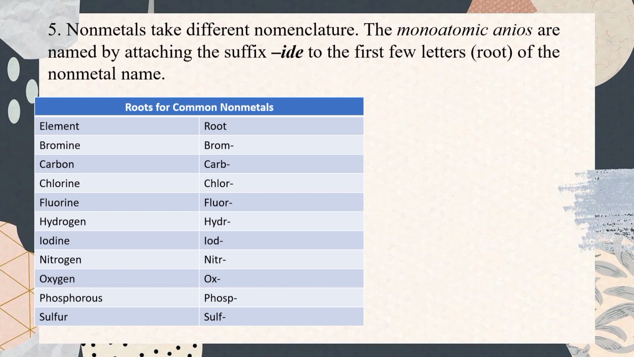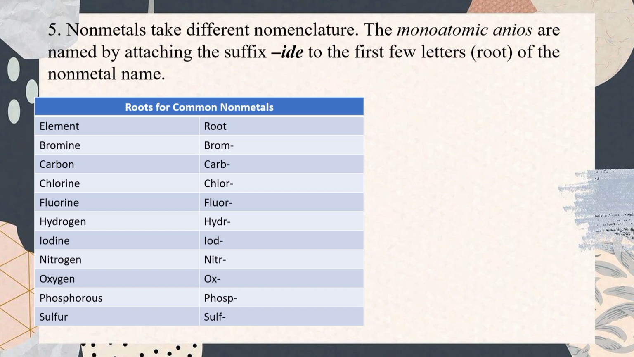Let's have bromine, and the root is brom. For carbon, the root is carb. Chlor is the root for chlorine. Fluor is the root for fluorine. For hydrogen, the root is hydr. For iodine, the root is iod.